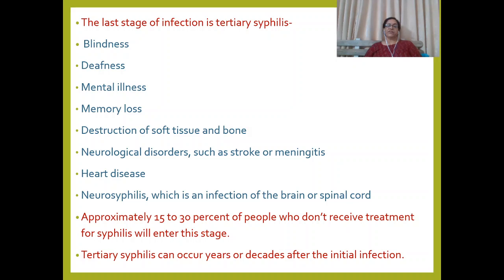Neurosyphilis is the infection of the brain or spinal cord. And here approximately 15 to 30% of people who don't receive treatment for syphilis will enter the third stage, tertiary syphilis. And tertiary syphilis can occur years or decades after the initial infection. That is, the period in between secondary syphilis and tertiary syphilis, which is latent syphilis, can be observed in the majority of patients.